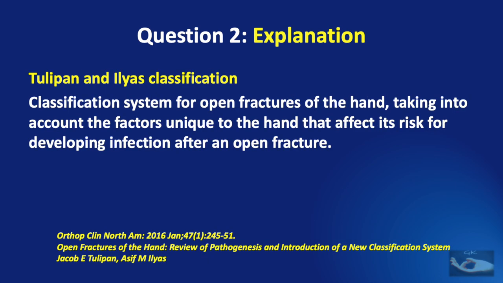The Tulipan-Elias classification, which was proposed in 2016, is a classification system for open fractures of the hand, taking into account the factors unique to the hand that affect its risk for developing infection after the fracture.